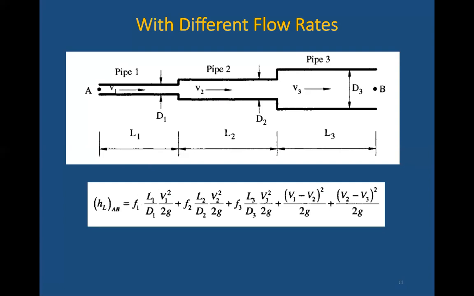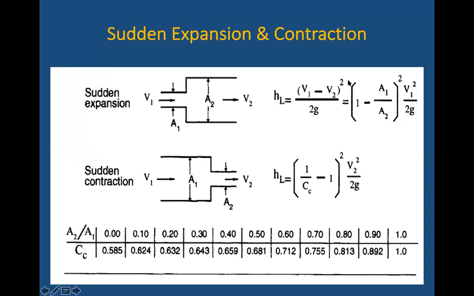When there's a sudden expansion, what is a sudden expansion? You have pipe 1 here, and suddenly pipe 2 has a different diameter, and again pipe 3 has a different diameter. For a sudden expansion, we have a particular equation: HL equal to (V1 minus V2) square by 2G, equal to (1 minus A1 by A2) square into V1 square by 2G.